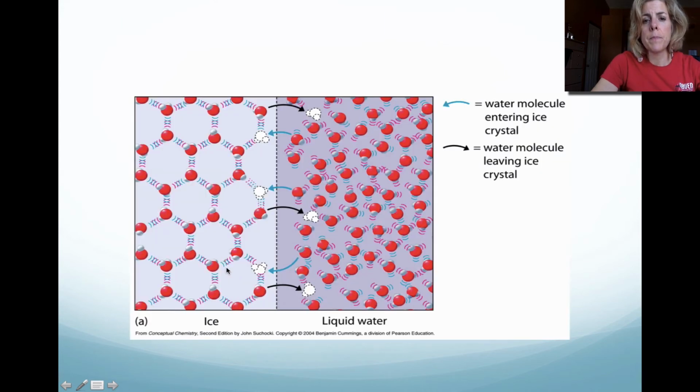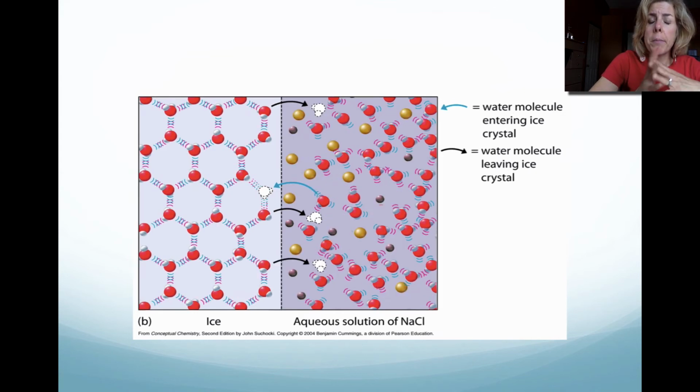Why does that happen? Well, the interesting thing is there actually is a dynamic process between molecules that are becoming liquid and liquid molecules that are freezing to become solid. What happens is the moment you add a solute, that process is being disrupted. So you have fewer molecules that are traveling from the ice crystal state to the water molecule state.